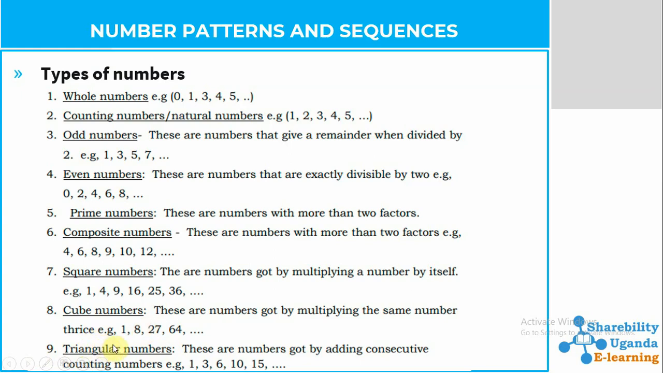Then finally we have what we call triangular numbers. These are numbers got by adding consecutive counting numbers. When they talk about consecutive, they mean numbers that follow one another, okay? So here we have 1, 3, 6. When you add 1 plus 2, which is the number that follows 1, you have 3. When you add 3 plus the next number, you see that you add all these consecutive numbers to get these numbers, okay?